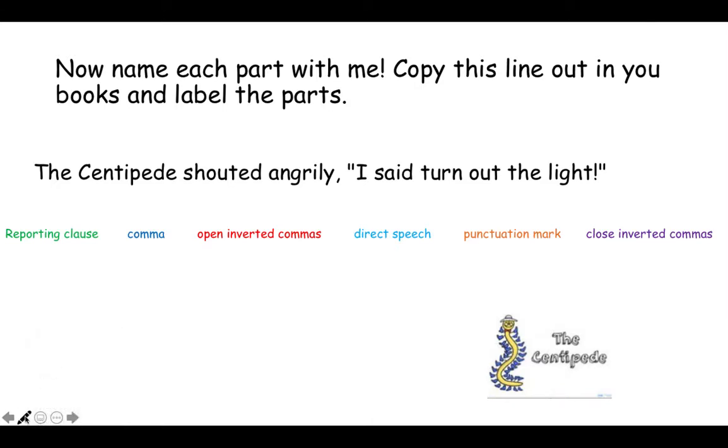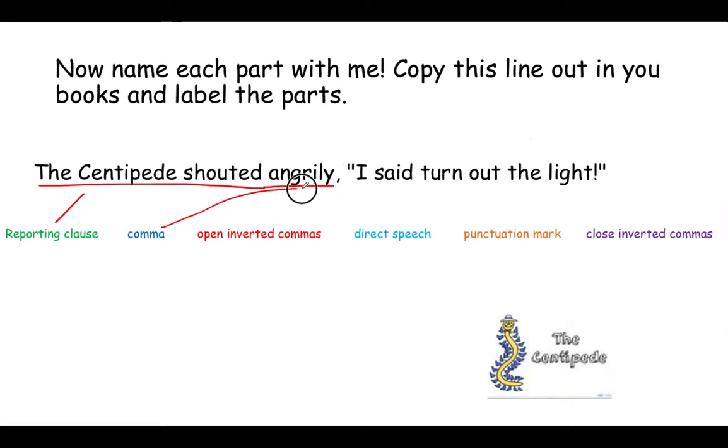Well done, everybody. Let's see how you did. Okay, so the first thing we have, "the centipede shouted angrily," that's my reporting clause because it tells us who said the direct speech. It was the centipede and he shouted angrily. So here there is an adverb describing how he shouted.